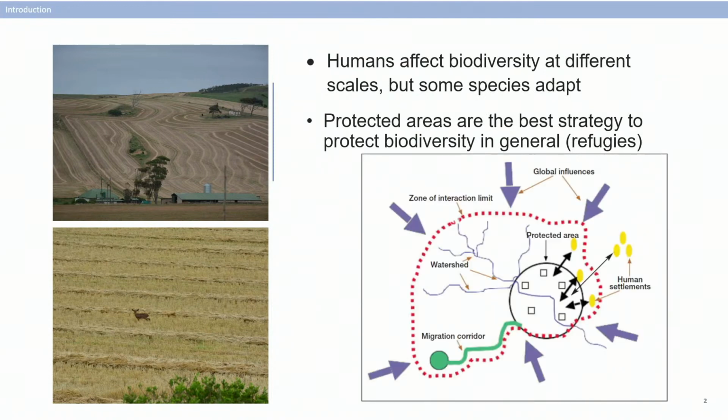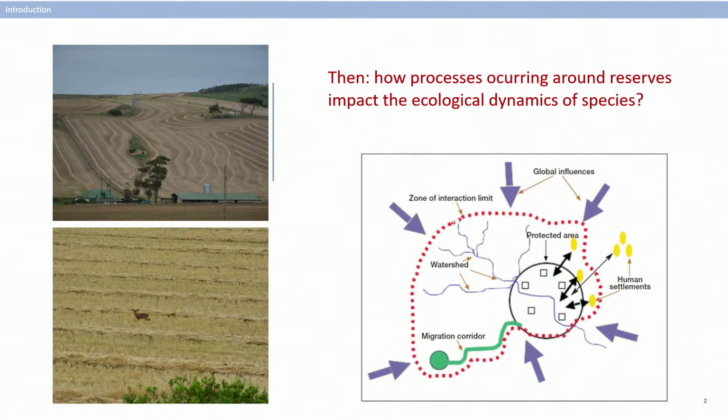However, there is some pressure from the outside. What happens in the surroundings of the reserve can also affect the dynamics of species in the interior of the reserve. There's evidence, for example, that the rate of mortality in the reserve can be higher at the borders of the reserve. Also, there's something called ecological traps. For example, animals that dare to go outside the reserve are more likely to be killed, therefore affecting all the dynamics inside the reserve. So the question that remains is how these processes occurring around the reserve impact the ecological dynamics of some species.